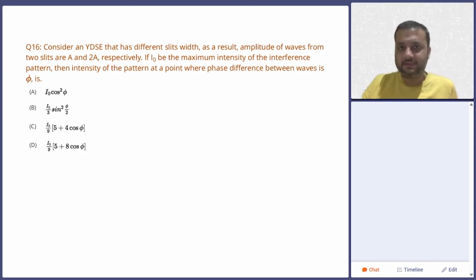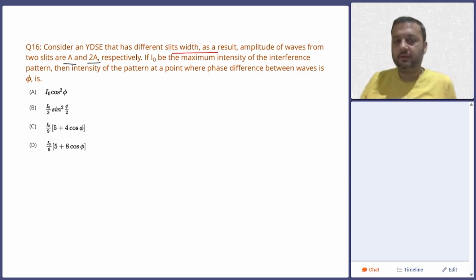So basically here what is happening, there's a YDSE in which the slit width is different, because of which the amplitude becomes A and 2A. Now I naught is the maximum intensity of the interference pattern. Then we have to find the intensity at the point where the phase difference is phi. Okay, so now very simple question again.